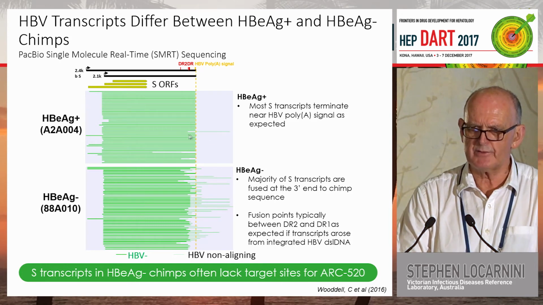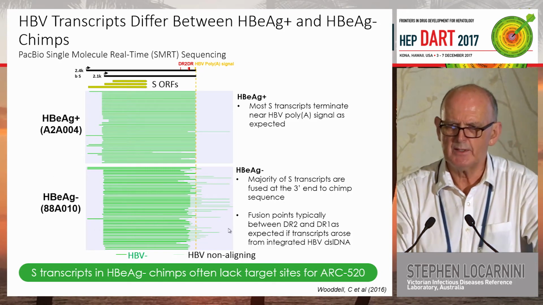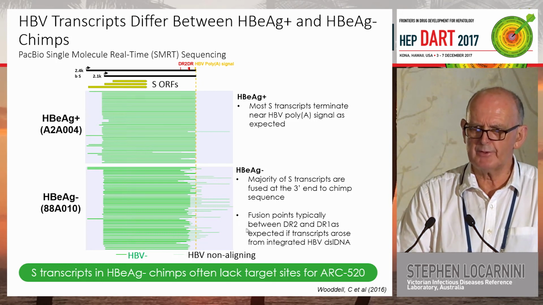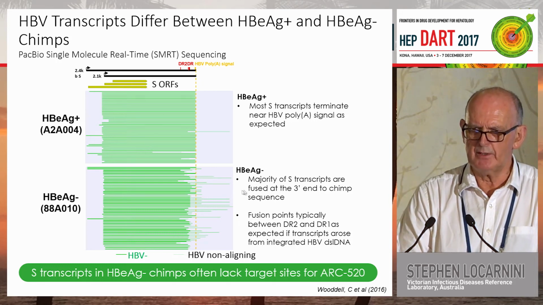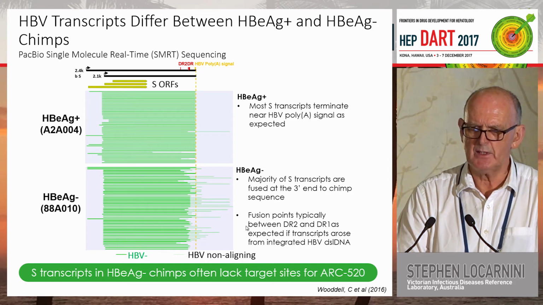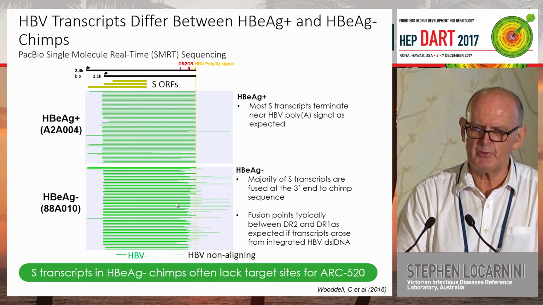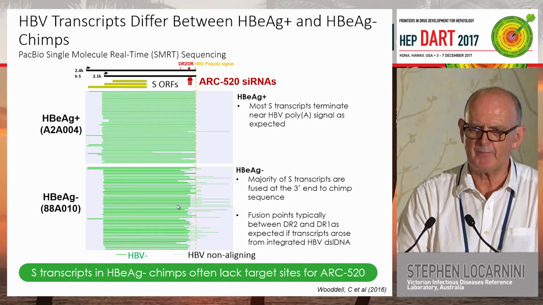This is one here where there's a fusion sequence with the host. But in the e-antigen negative animal, studied here by PacBio single molecule real-time PCR sequencing, 90% of the RNAs were actually fusion transcripts with host cell sequence. So we can see that this has been an important contribution to our understanding of the pathogenesis and natural history of chronic hepatitis B.